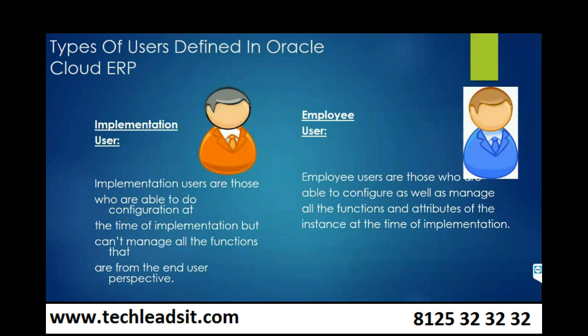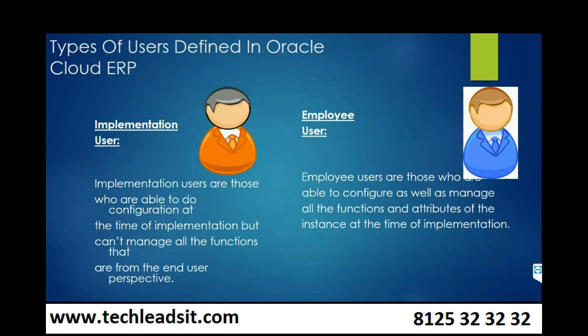An implementation user can do configurations and setups, whereas an employee user can do all the end transaction activities. So here, when we speak about the differences between EBS and cloud, I would like to say the basic architecture has changed when compared to EBS. In EBS, we used to have Java, and it was developed on Java versions.